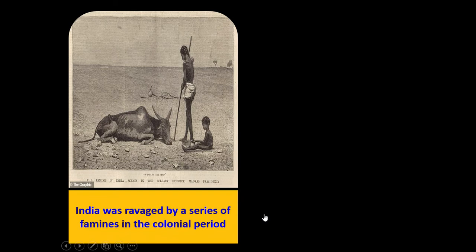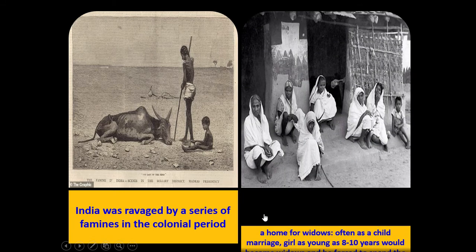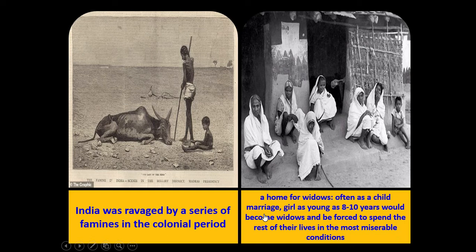India was ravaged by a series of famines in the colonial period. This is a picture showing how the famines were in that period, and this is a picture of a home for widows, often the result of child marriage. Girls as young as 8 to 10 years would become widows and be forced to spend the rest of their lives in the most miserable conditions, children.